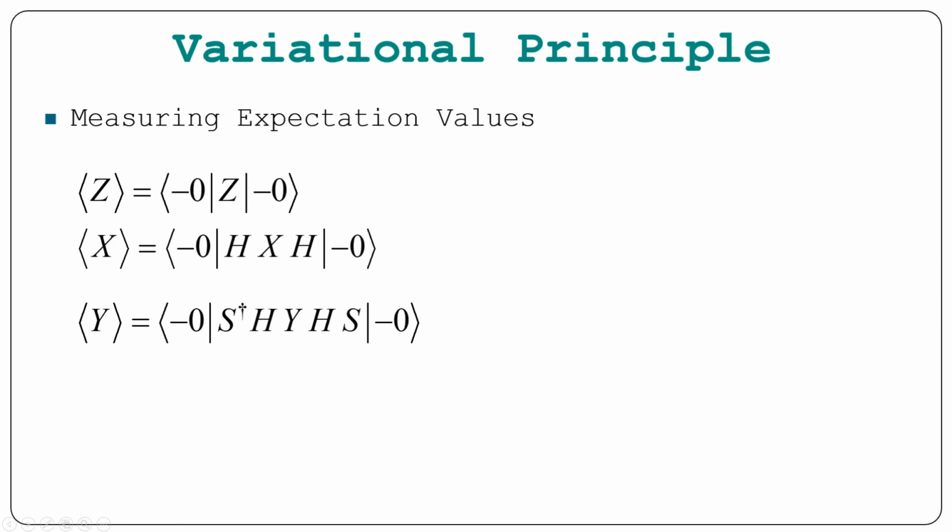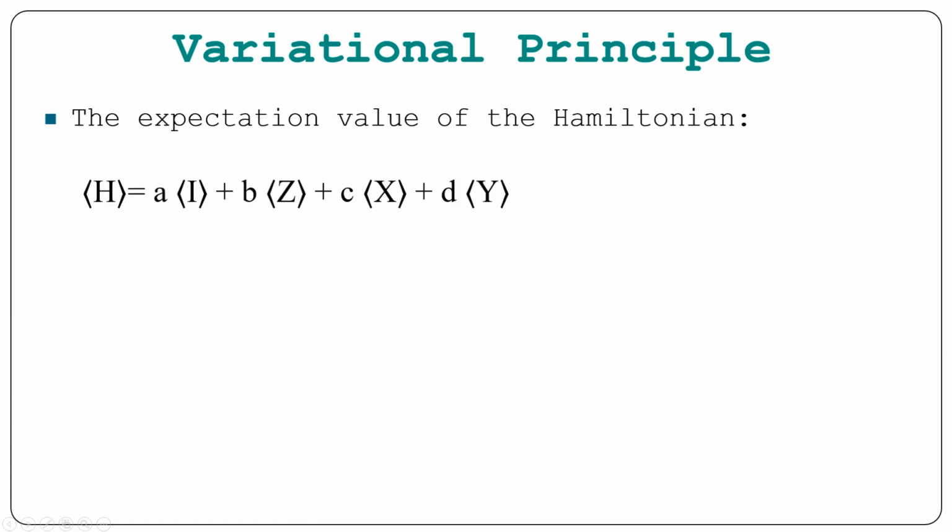In order to measure the expectation value, we need to measure the expectation value of the Pauli operators Z, X, and Y. The expectation value of Z equals bra 0 Z ket 0, and the expectation value of X equals bra 0 H X H ket 0. And then finally, the expectation value of Y is equal to bra 0 S dagger H Y H S ket 0.